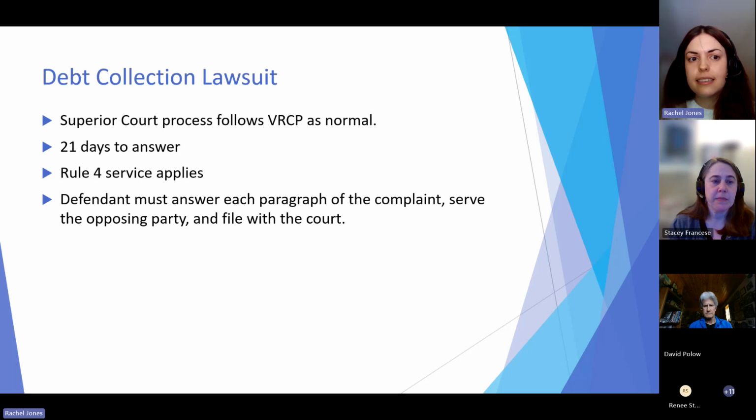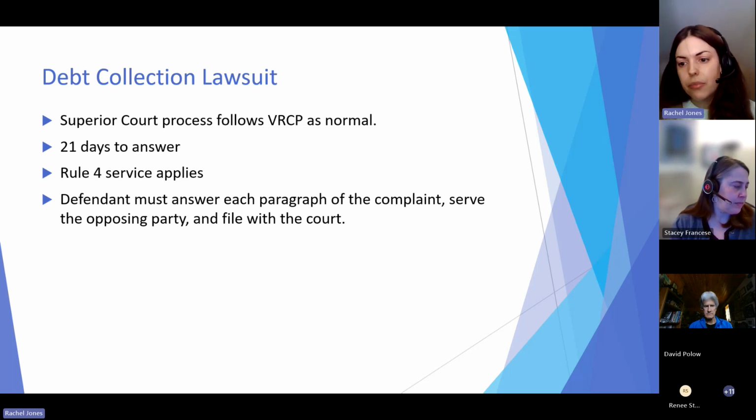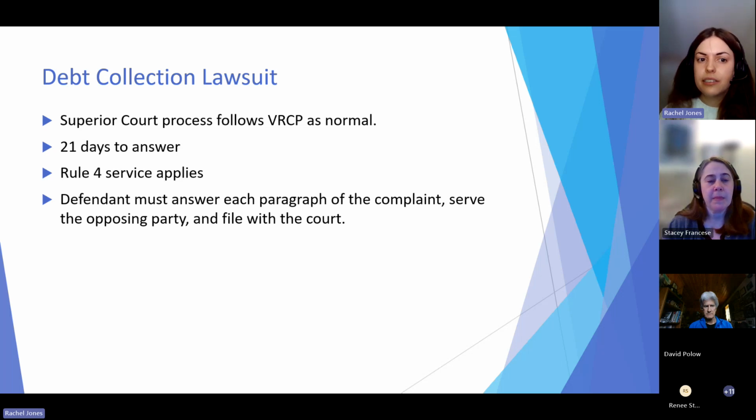Okay, so the Superior Court process just follows the Vermont Rules of Civil Procedure as other civil cases would. There would be 21 days to answer the complaint. Once that is served, Rule 4 of the Vermont Rules of Civil Procedure also applies. So for example, the plaintiff must follow all service rules, must provide a blank answer form, a blank notice of appearance form, and just comply with Rule 4. The defendant must answer each claim or each paragraph in the complaint, and they must file the answer with the court and then provide a copy to the other party just as they would in any other civil case.